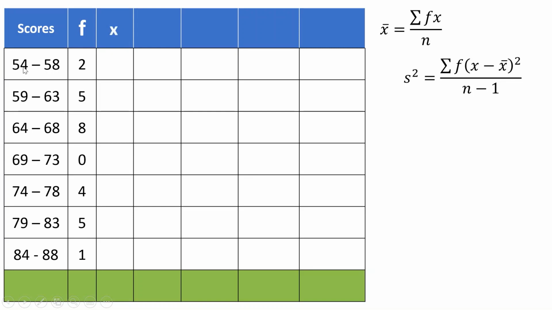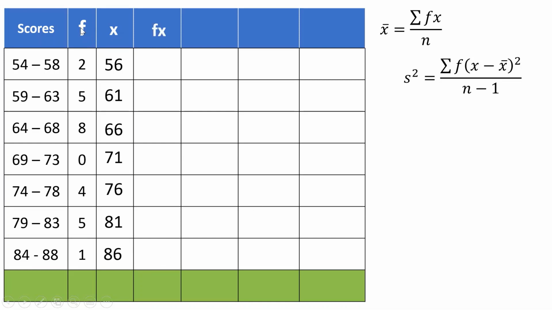So to find the class midpoint, we're just going to add the lower class limit and the upper class limit divided by 2. So that is 54 plus 58 divided by 2, that is 56. 59 plus 63 divided by 2, that is 61. 64 plus 68 divided by 2, that is 66. So do the same up to the last data entry. So 84 plus 88 divided by 2, that is 86.